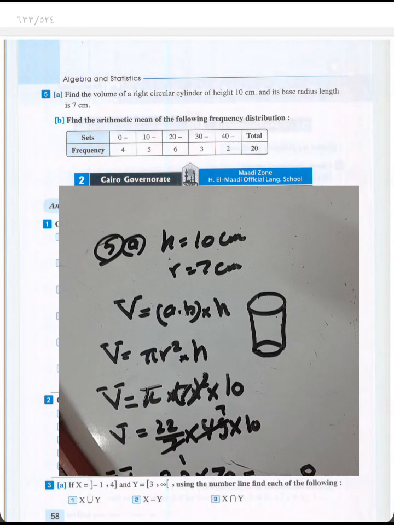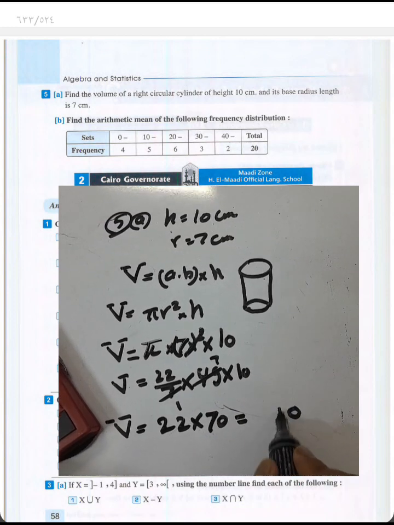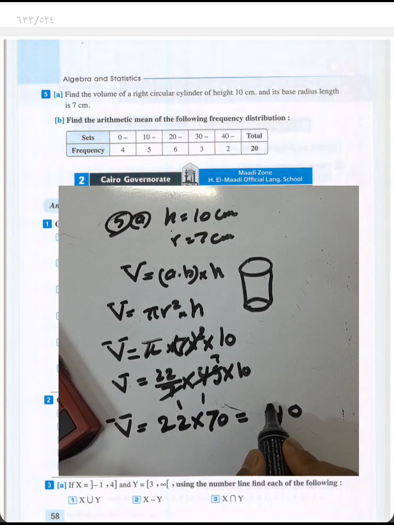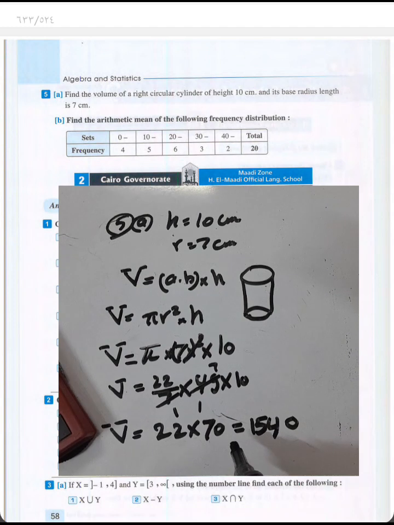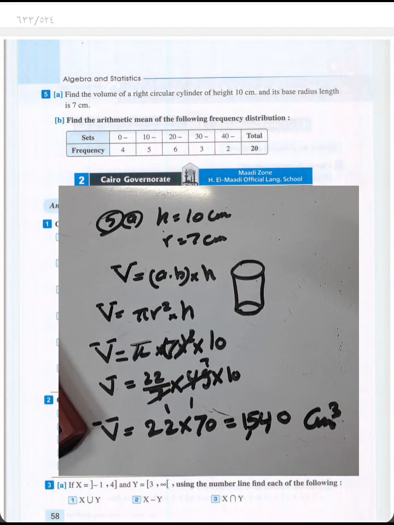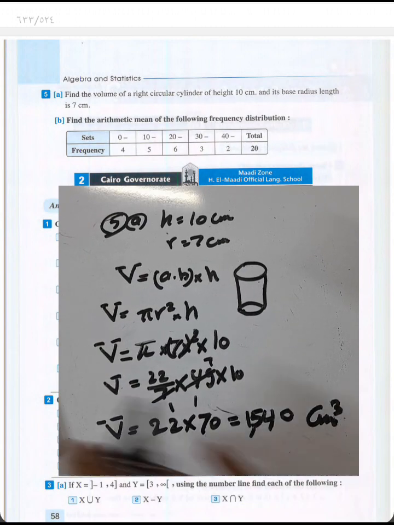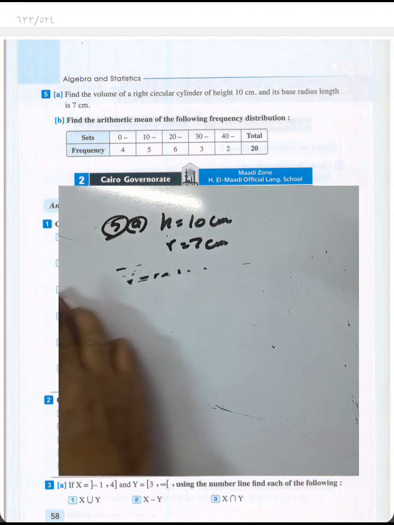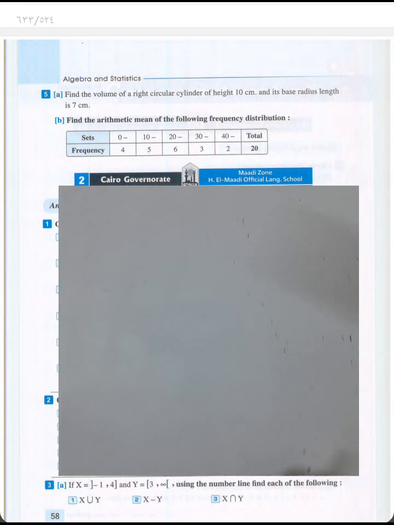Write 0, and 2 times 7 equals 14, 4 and carry 1. 2 times 7, 14 plus 1 equals 15. The result will be 1540 cubic centimeters. The volume of the cylinder. Okay, last question here. We want to find the mean. Give us the table and we want to find the mean.